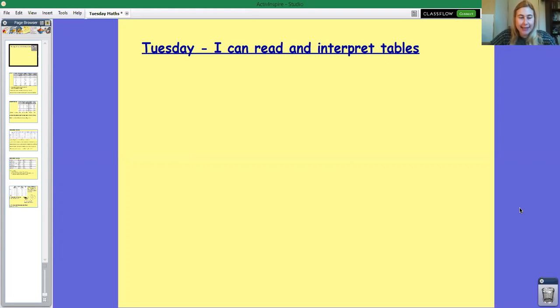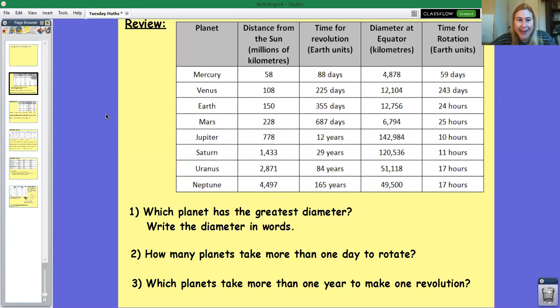And this is for Tuesday's lesson. This week's Maths is all about reading and interpreting tables and timetables, and there's going to be some time questions thrown in too. So let's get started with today. We're going to read and interpret tables. Hopefully you can see my screen.